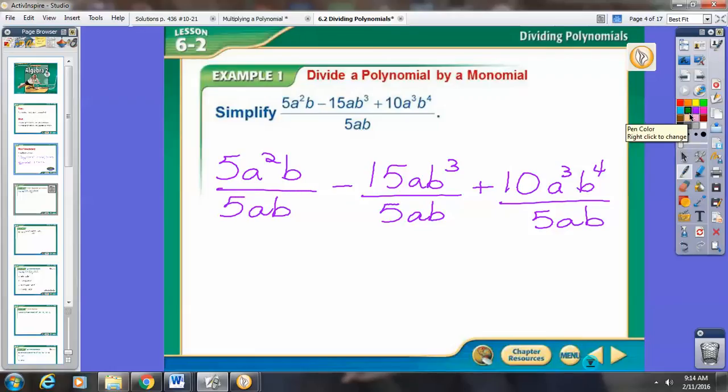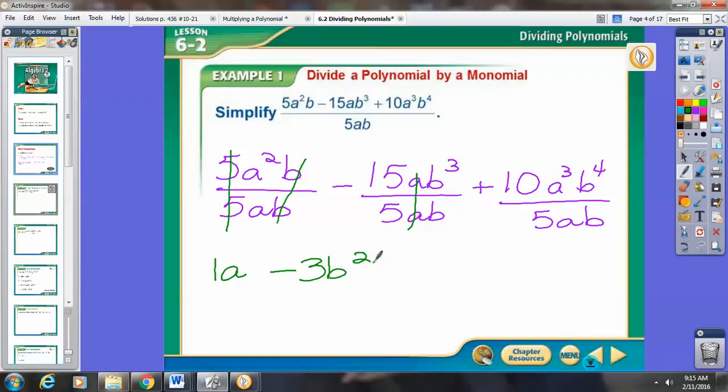5 divided by 5 is going to become 1. A squared divided by a is a, and b divided by b is going to cancel. So we have 1a, or just a. Minus 15 divided by 5 is 3. A divided by a, those will cancel out, and b cubed divided by b is b to the second power.